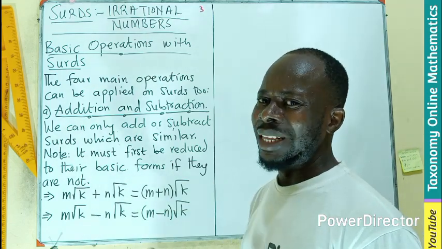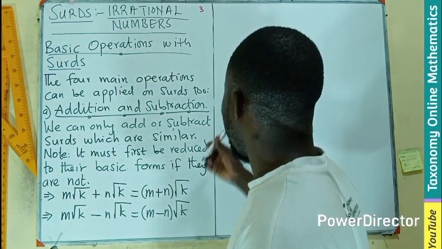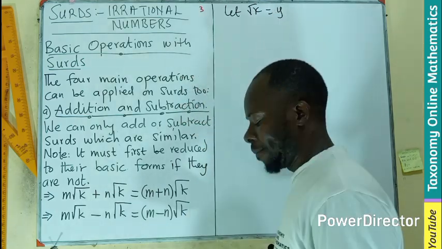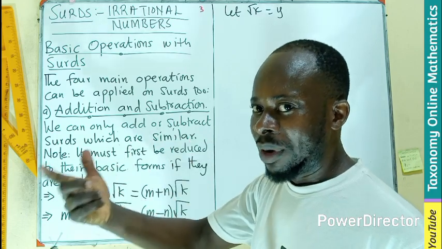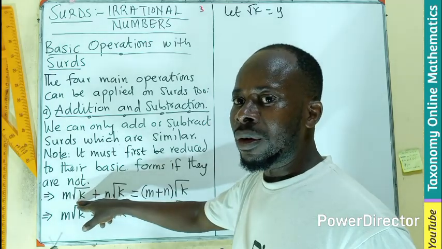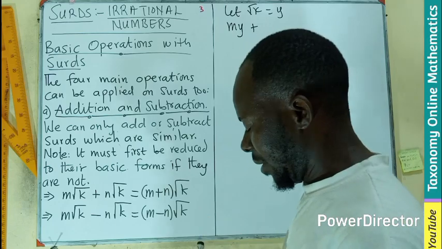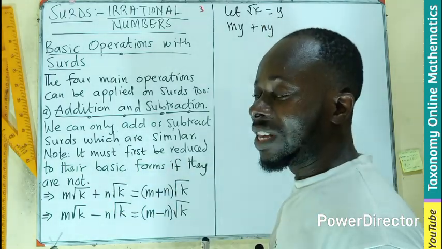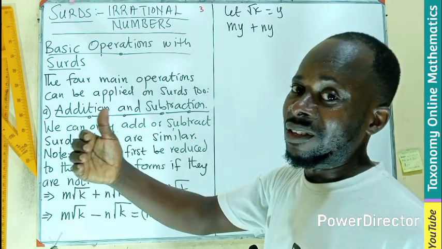Now, how do I understand it perfectly, knowing very well that I need to add the numbers in front? Let's just say I let the root of k equal y in the first instance. Then bear in mind the algebraic principles. So this becomes m times k, which is now y, to give us my. This is n times y, giving us ny. Since these are not numbers, we can call them variables. We can call them the coefficient and variable.